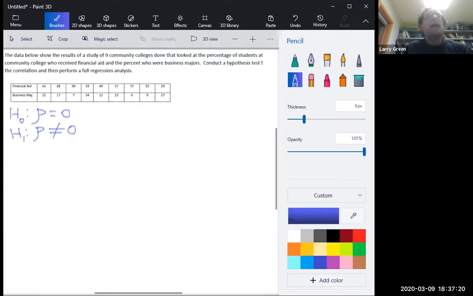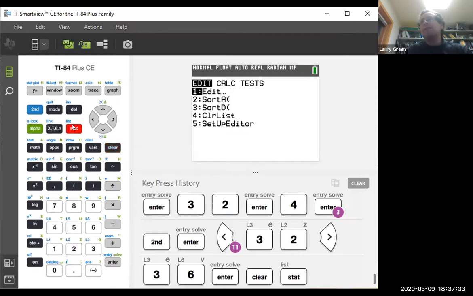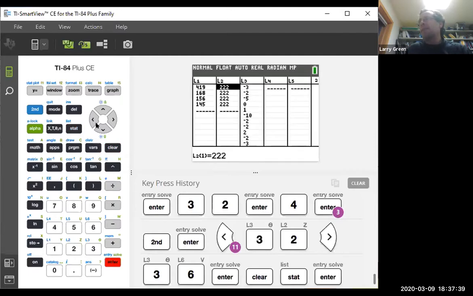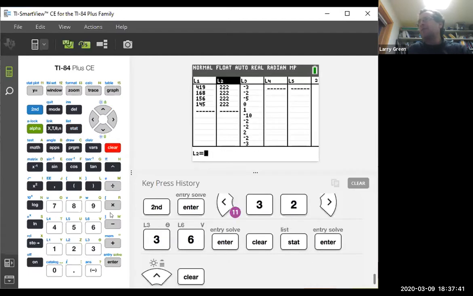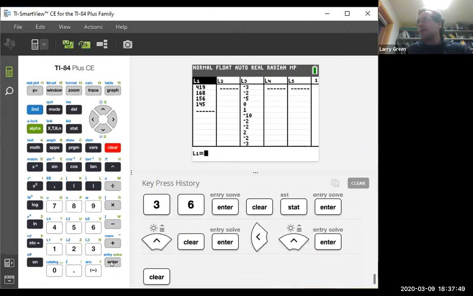So let me go and play with my calculator. We need the p-value, and we also want the regression line, so we're going to get both out of this. What I'm going to do is go to stat, you're used to that button, and then go to edit. I'm going to clear out L2 and clear out L1. And then I'm going to type in each of the values for the two variables.